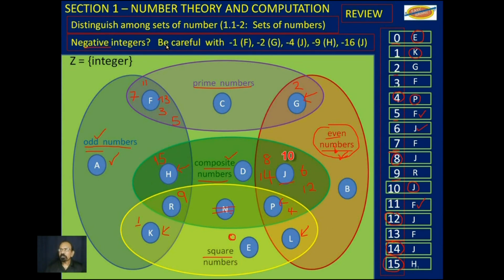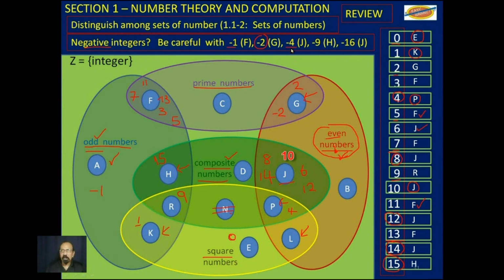Now, one last thing before we move from here. Negative integers. For example, -1. Now, we said that 1 is a square number and an odd number, but -1, it is only odd, it is not square. What do you square to get -1? -2 as well, be careful with that. We fit that at G. It is a prime number and it is an even number, so -2, we will fit that here in G.